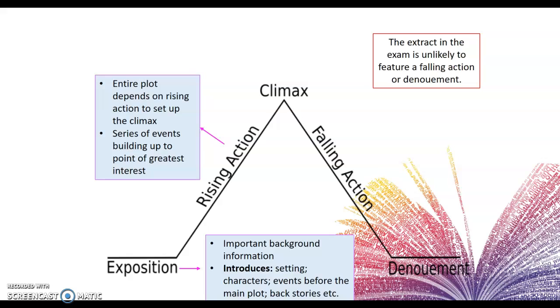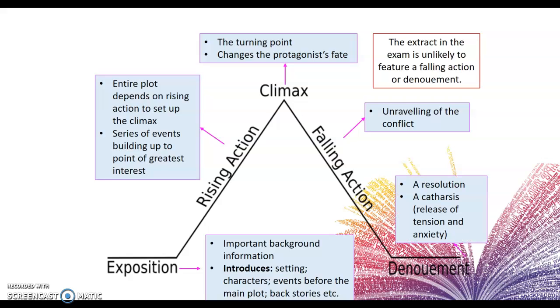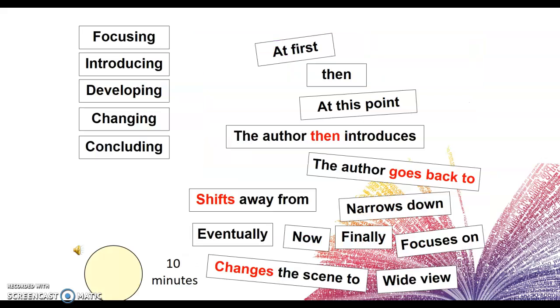Look for the rise in action. Try and identify 2 points from here. So where's the build-up of events? And then what is that climax? What is that climactic point in the text? Remember, for the fall in action and the denouement, that kind of the unravelling of the conflict and then that resolution, that catharsis, you are unlikely to see that in your exam text. So don't worry too much about that bit. But look for, in the City of the Beasts text, the exposition, a couple of examples of rise in action and the climax. What is it building up to?